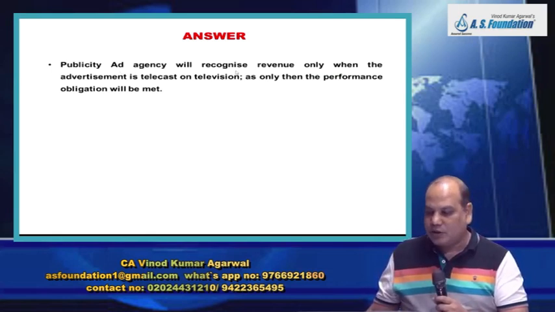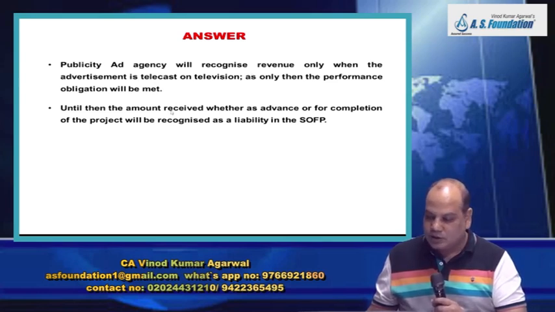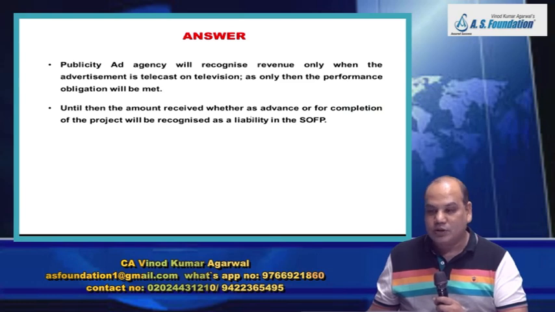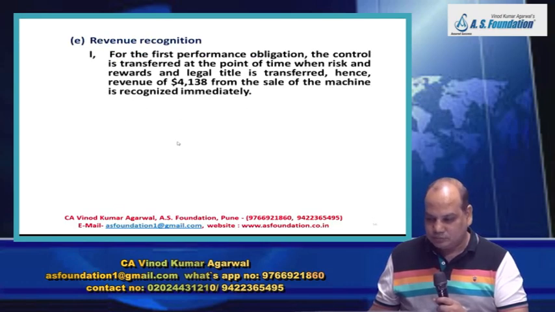The publicity aid agency will recognize revenue only when the advertisement is telecast on television, as only then the performance obligation will be met. So this revenue recognition event would be when your performance is complete, that is telecasting on television. Until then, the amount received, whether as advance or for completion of the project, will be recognized as a liability.